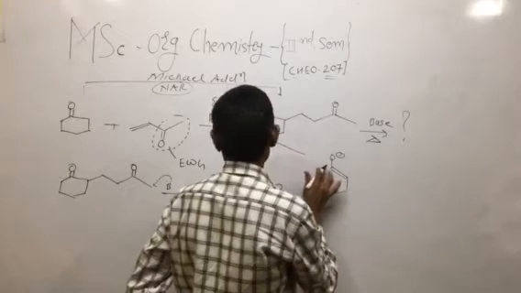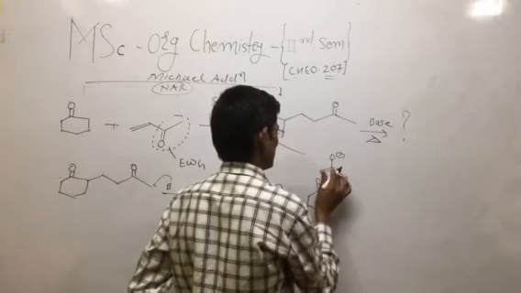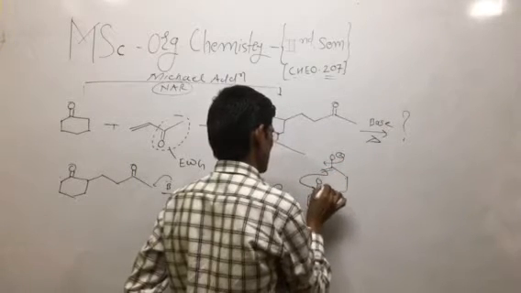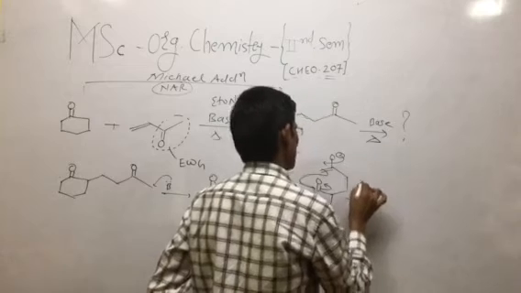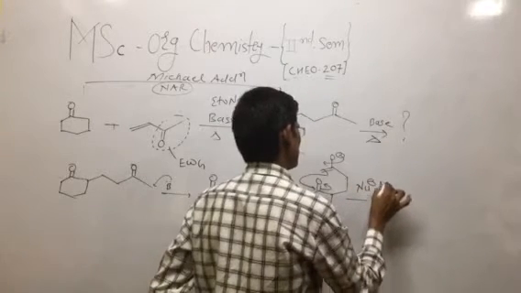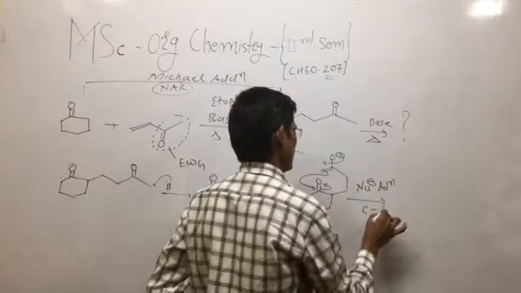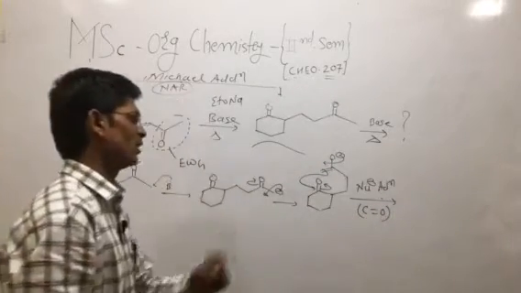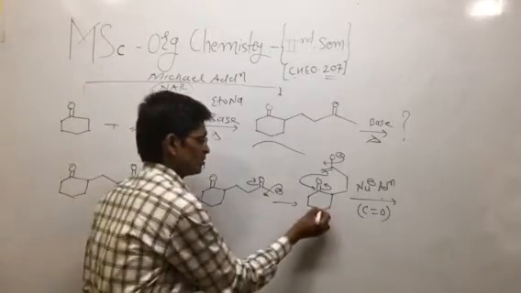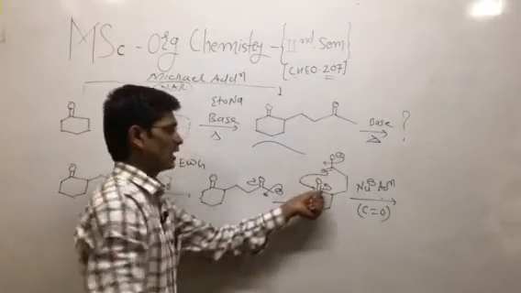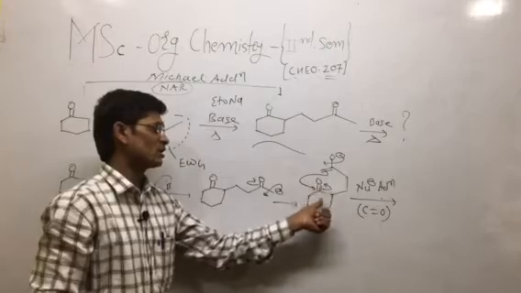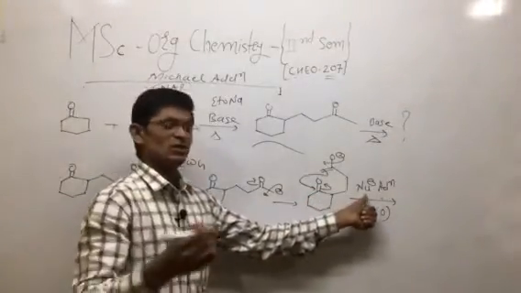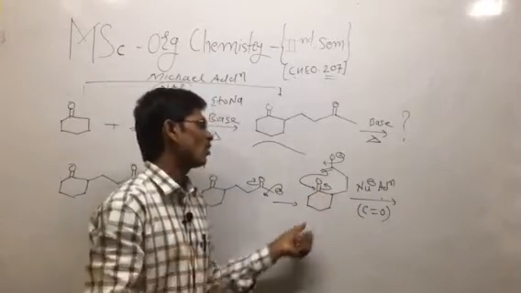This enolate ion has the tendency for nucleophilic addition on this carbon oxygen multiple bond. So I am writing here nucleophilic addition on carbon hetero multiple bond. Then what happens? This nucleophilic carbon attacks the carbon which contains the carbon oxygen multiple bond or double bond. That is why we call it nucleophilic addition on carbon hetero multiple bond.